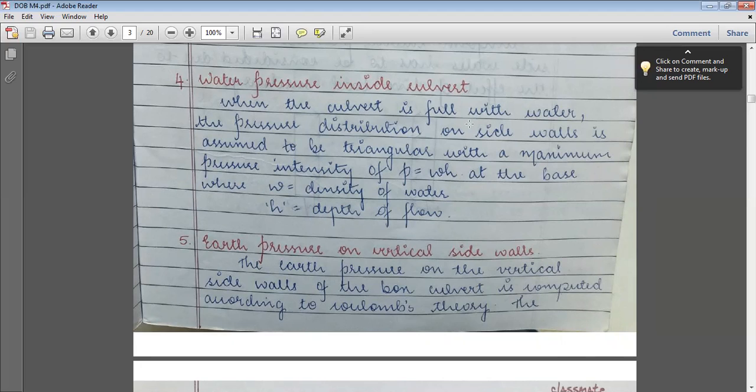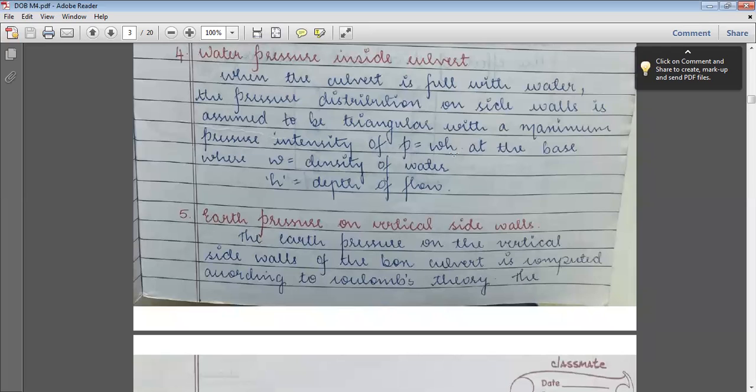When the culvert is full with water, the pressure distribution on side walls is assumed to be triangular. Always, in case of retaining wall design, you must have done that. Always the water pressure has to be considered as linearly varying from top to bottom. That is the triangular load. It is in triangular shape with a maximum pressure intensity P is equal to WH at the base.